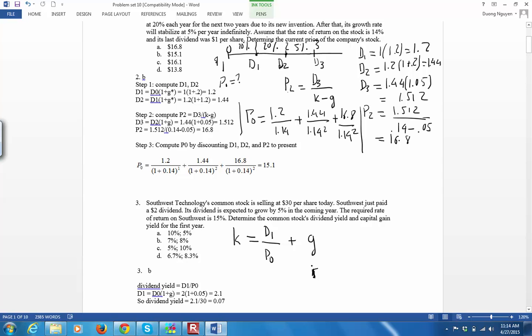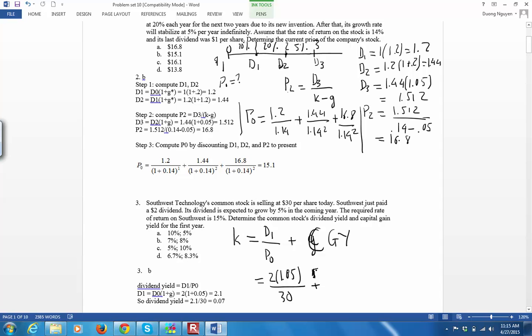So the dividend yield. The dividend is expected to grow by 5% in the coming year. Currently the dividend is $2 and grows by 5%, so times 1.05, over the current price of $30, plus capital gain yield. Over here it doesn't say whether it is constant growth or not, so the required return is simply equal to dividend yield plus capital gain yield.